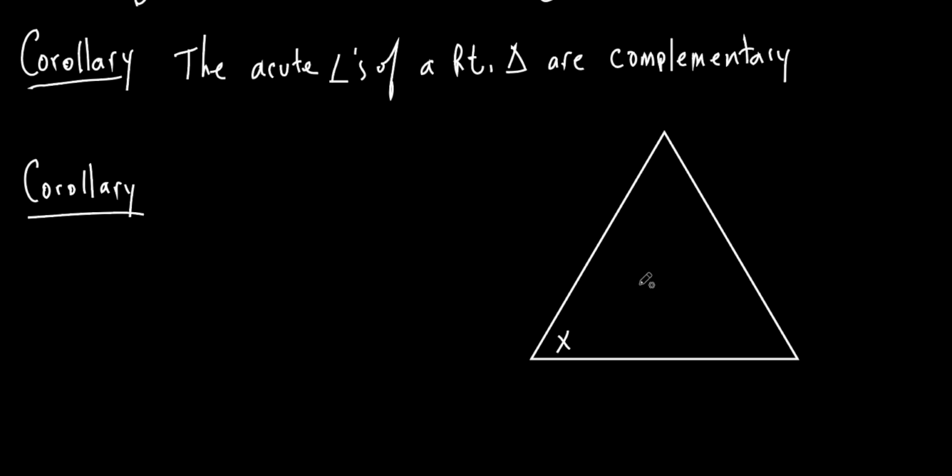It's not because I'm super smart. It's because I did this. Watch this. If this is x degrees, and if all three angles are the same, what would this angle be called? X degrees. What would this one be called? X degrees. Now, what do we know about all three angles of a triangle?